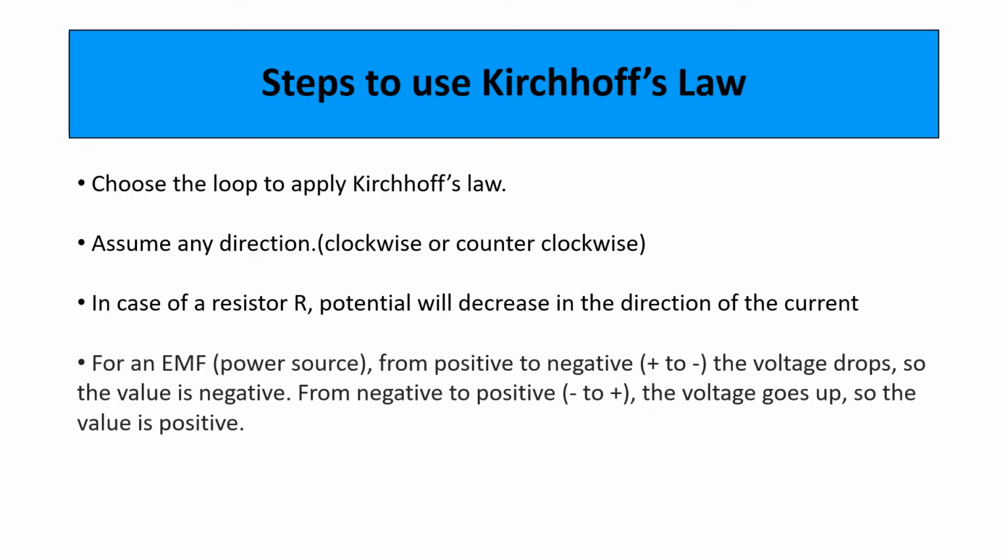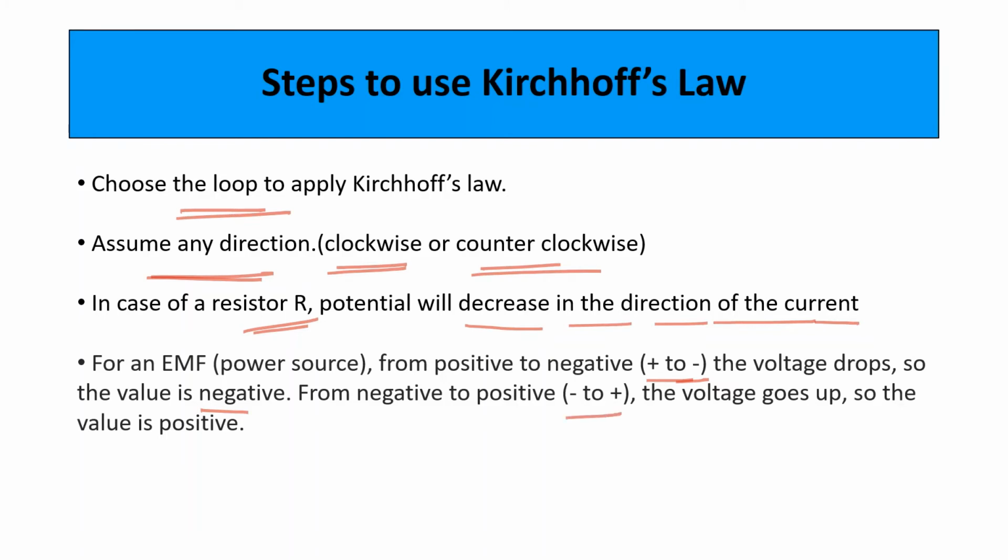You have to follow these steps to apply Kirchhoff's law. First, you must choose the loop to apply Kirchhoff's law. And you can assume any direction for the current flow. You must choose either the clockwise direction or the anti-clockwise direction. In case of a resistor R, we have seen that the potential will decrease in the direction of the current. Please note this. For an EMF power source, from positive to negative, the voltage drops. Therefore, the value is negative. And from negative to positive, the voltage goes up. So, the value is positive.